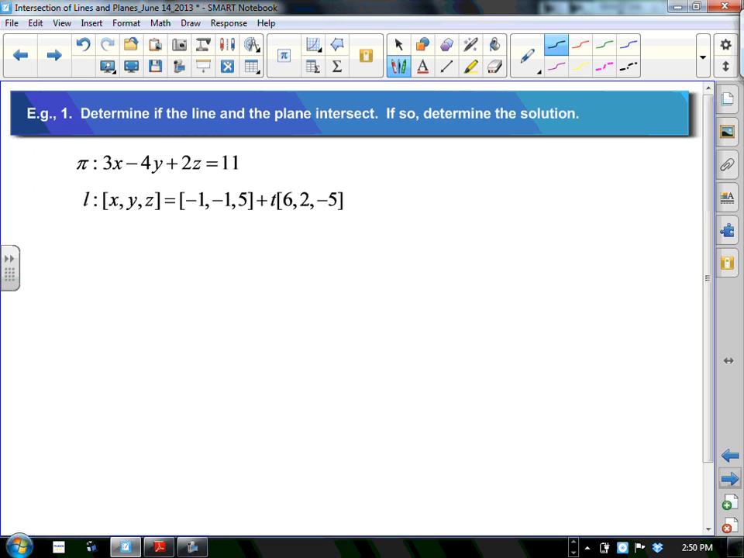Let's consider our first example. We're going to determine if the line and the plane intersect. Take note that the plane is in a particular form of equation. This here is the standard or scalar form of the equation, and the line, of course, is given in its vector form. To begin, there's more than one way to address this, but we'll look at 2 strategies. Let's start with strategy 1.